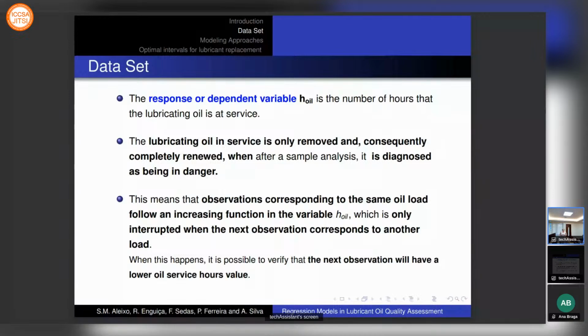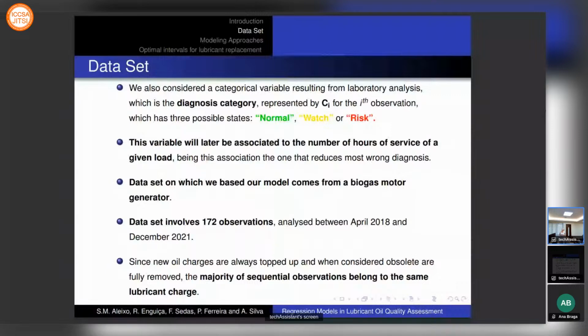We also consider a categorical variable resulting from laboratory analysis, which is the diagnosis category represented by Ci for the observation i, which can have three possible states: normal, watch, and risk. This variable will later be associated with the number of hours of service of a given load, and this association is the one that reduces most wrong diagnoses.